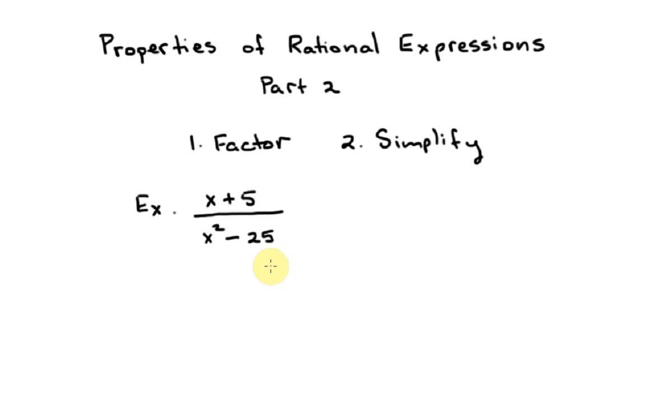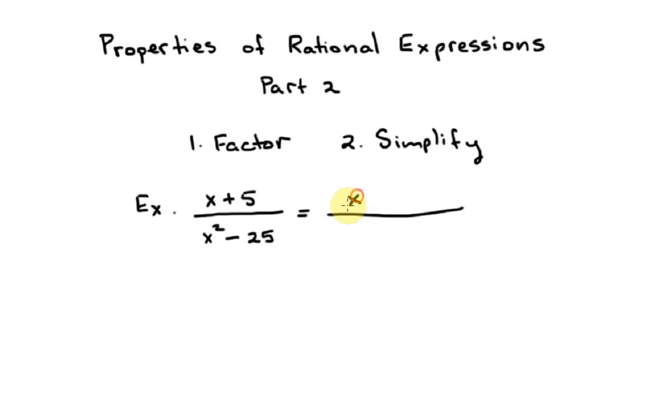All right, now what I wrote here was kind of what you want to do to simplify these things. You want to factor if you can, and once it's all factored, look for things that you can cancel or simplify. So I've got a little example going here, and I see a little bit of factoring I can do on the bottom. So let's factor that.